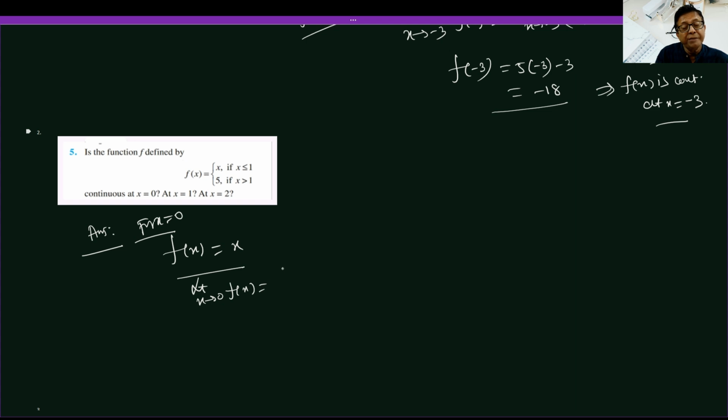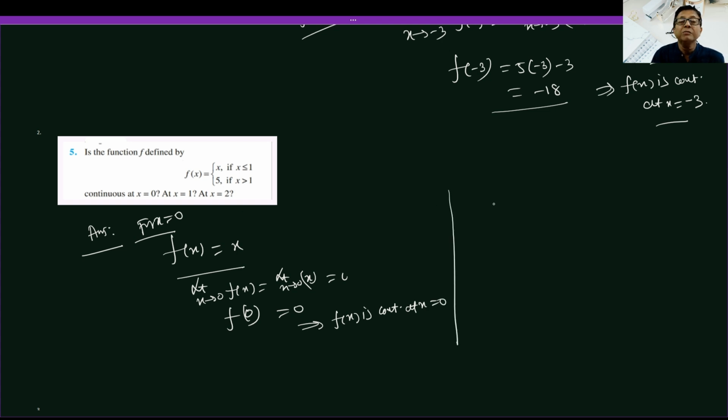This is limit x tending to 0 of x, so 0 only. And f(0) is what? Since f(x) = x, f(0) is 0. Therefore, f(x) is continuous at x equal to 0. What about at x equal to 1?